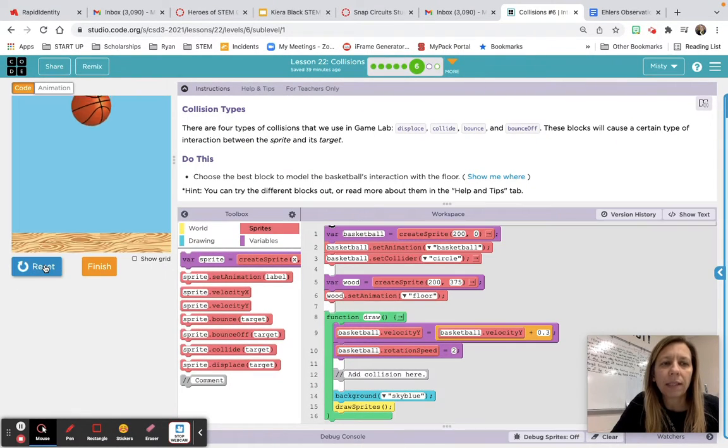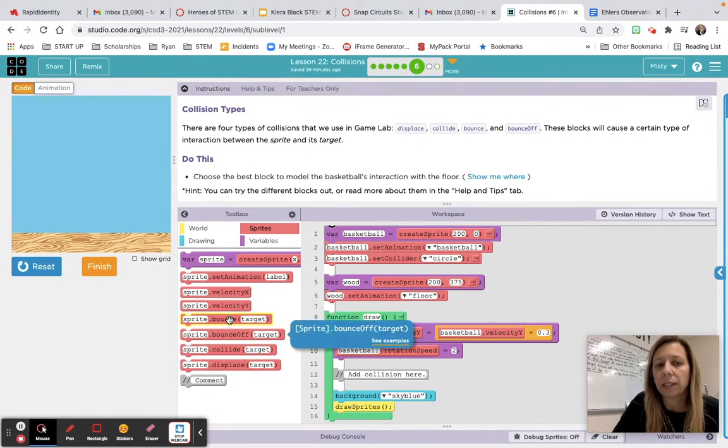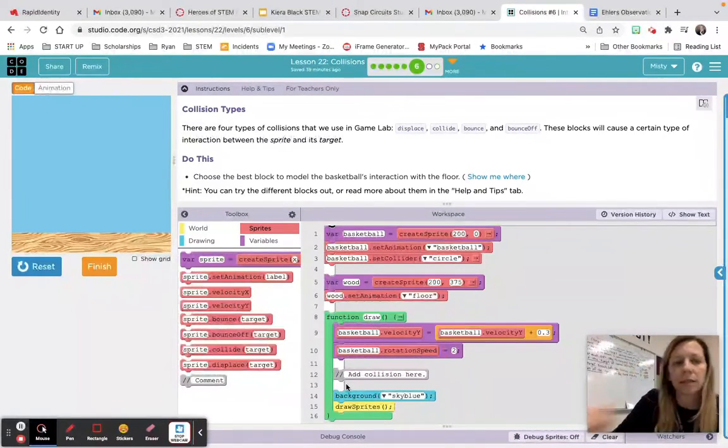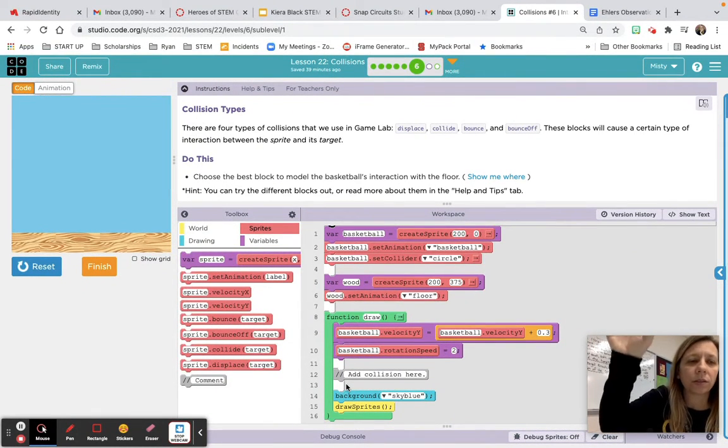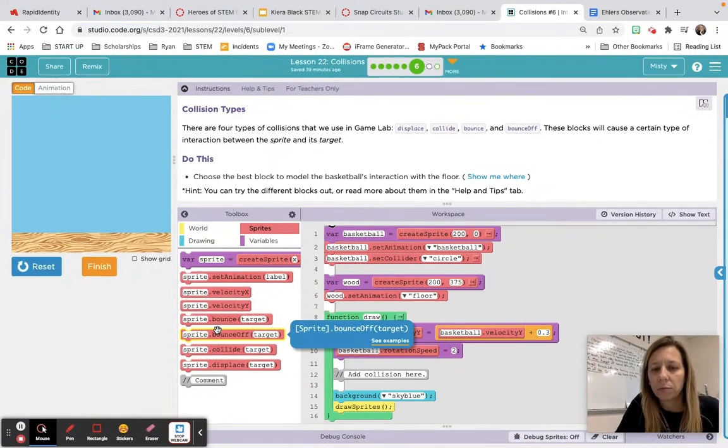We have a basketball that we want to bounce off the floor. So, we are going to try out some different things. Do we want it to bounce? Do we want it to bounce off? This was where I learned playing around on this one that the collide blocks things. So if we want it to be like a character that hits that wood wall and can't make it through it, that would be the collide. And then displace is where things would start moving off the screen.